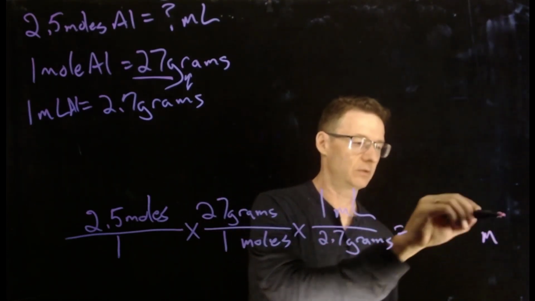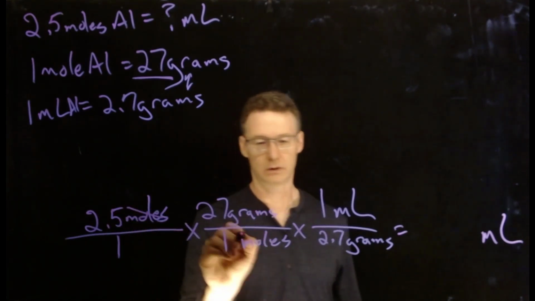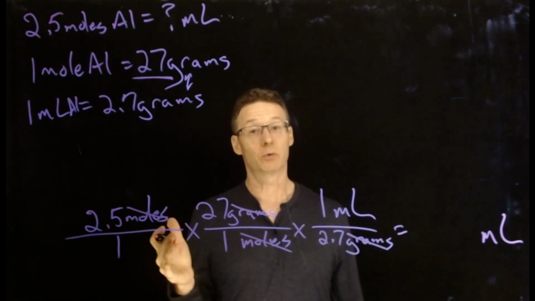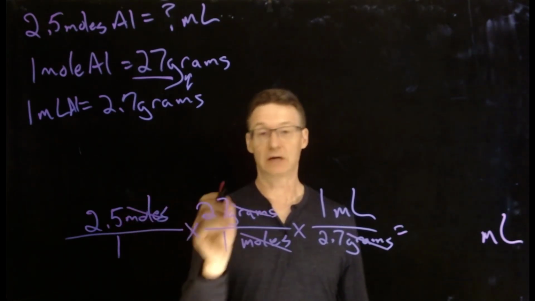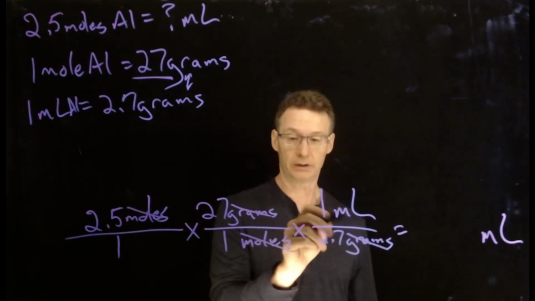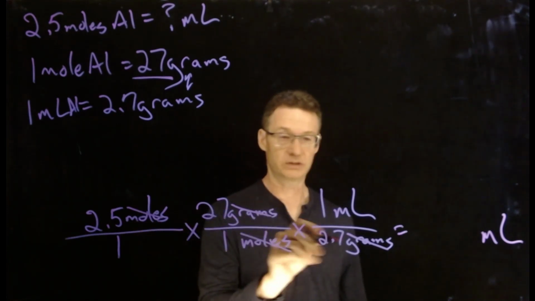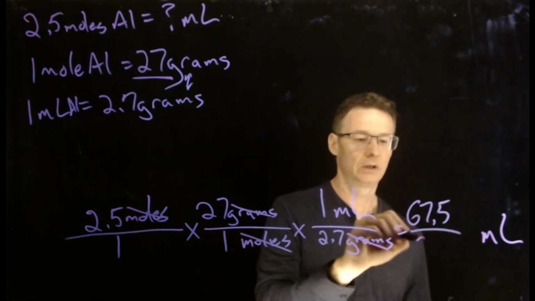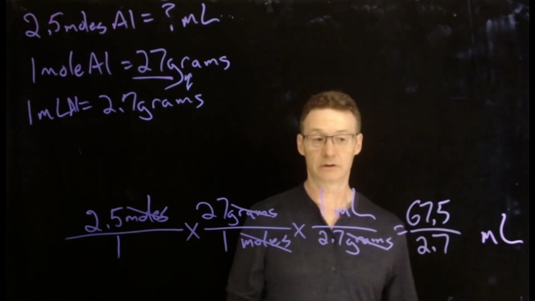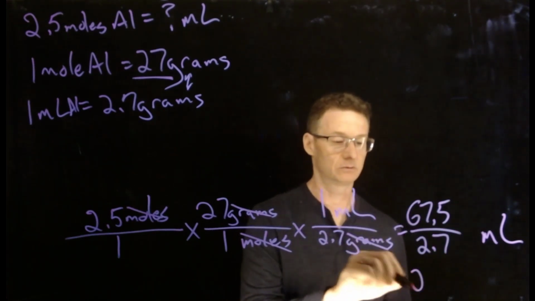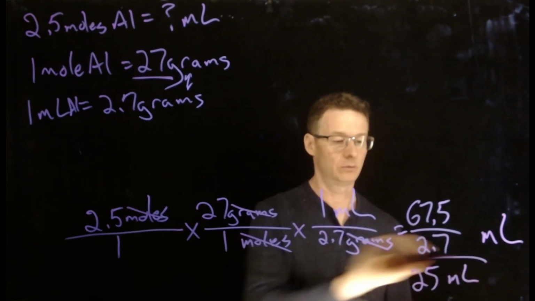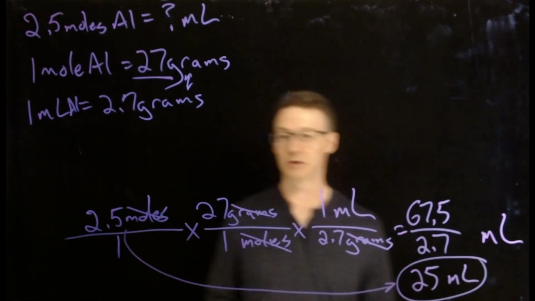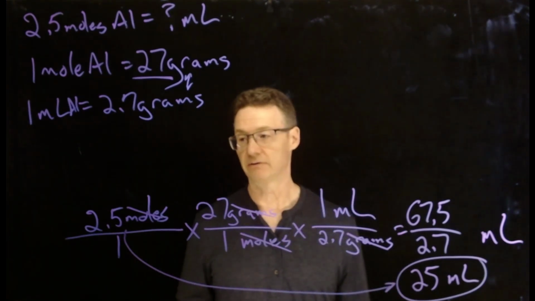So this is going to come out with milliliters because the moles are going to cancel each other out. The grams are going to cancel each other out. So what we're left with is 2.5 times 27 times 1 milliliter over 1 times 2.7 grams. So we get 67.5 over 2.7 milliliters, which simplifies to 25 milliliters. So 2.5 moles of aluminum would occupy 25 milliliters.